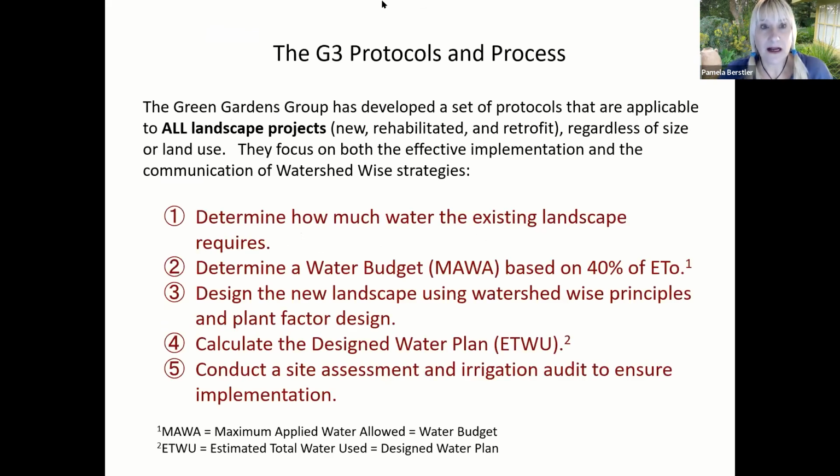And at G3, when we do projects, it's worth mentioning that the given water budget that we do all of our projects for is 40%. So we're adjusting our ETO by 40% to come up with our budget, and then we are taking rainwater out of it. So it's a pretty low number that we are trying to reach.